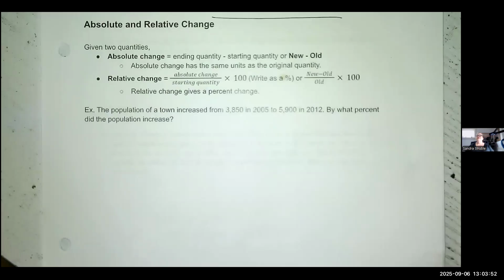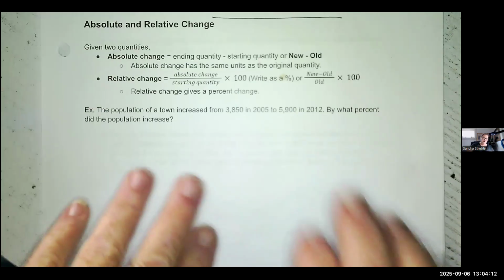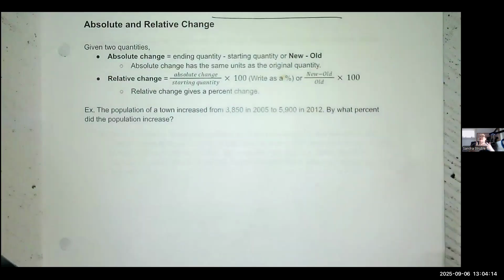Hey, y'all, we're still in percentages and exponential functions, but we're to the point where we're doing absolute and relative change. Given two quantities, absolute change is just the ending quantity minus the starting quantity. What I find works best for students is new minus old. How I originally learned this was the new value minus the old value.